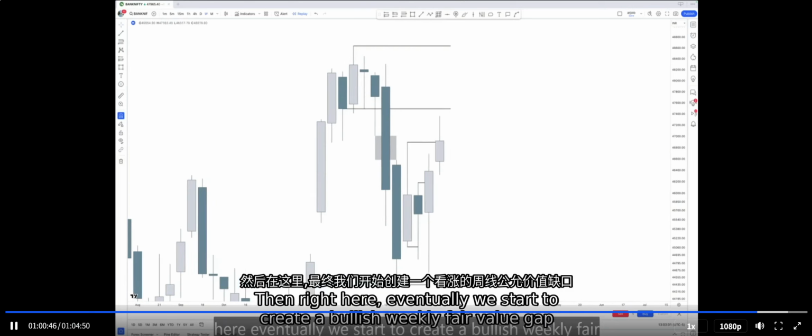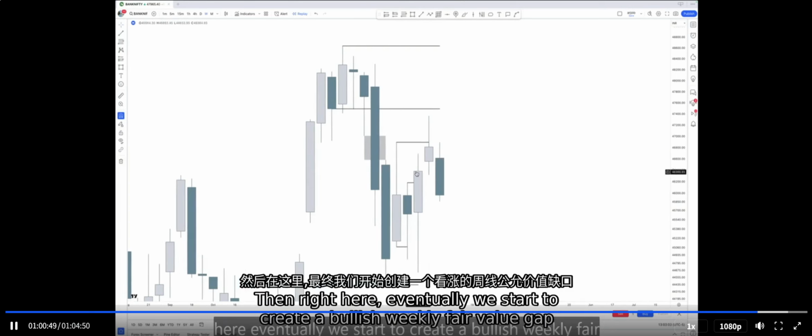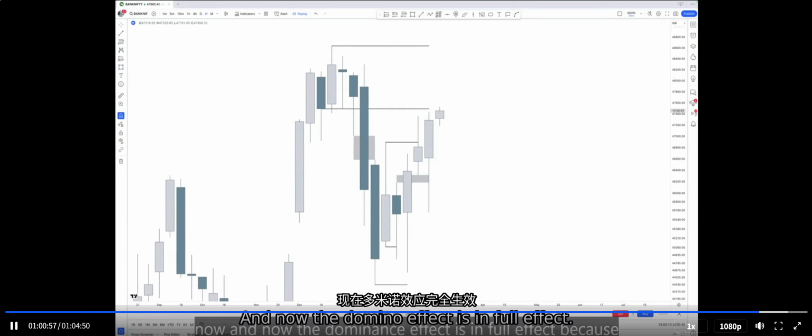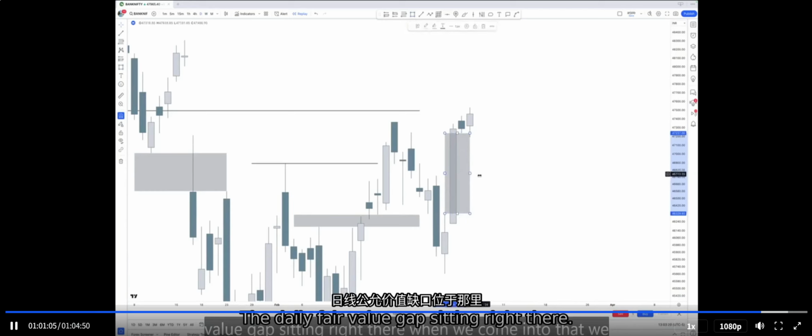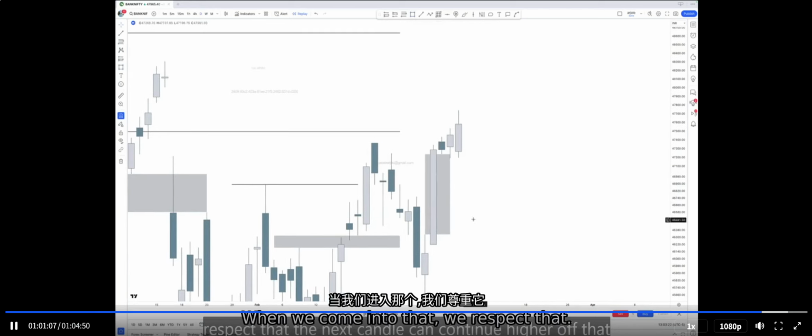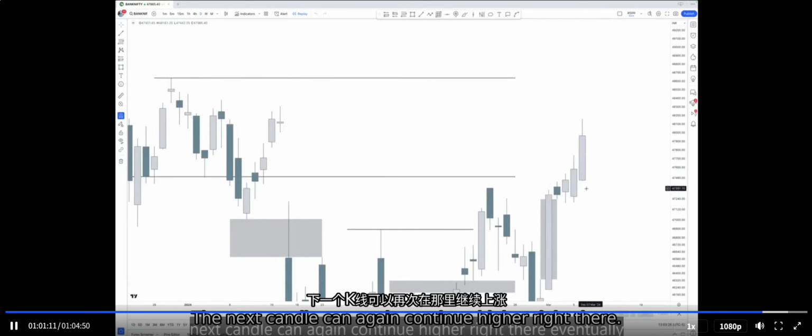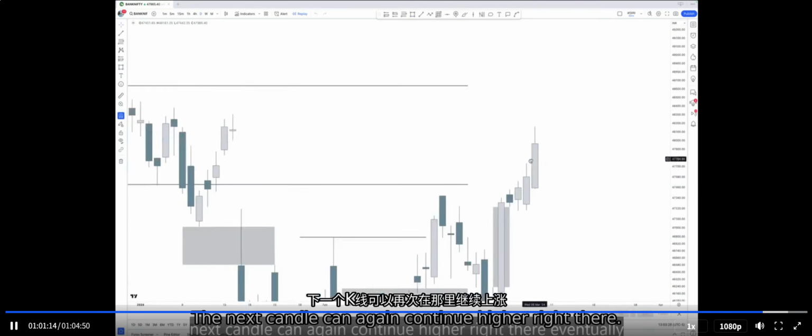Then right here, eventually we start to create a bullish weekly fair value gap sitting right there with the order block as well. Can we continue higher off of that? Beautiful rejection right now. And now the dominoes effect is in full effect, because on the daily right here we see the exact same thing. The daily fair value gap sitting right there. When we come into that, we respect that. The next candle can continue higher off that. Next candle can again continue higher right there.